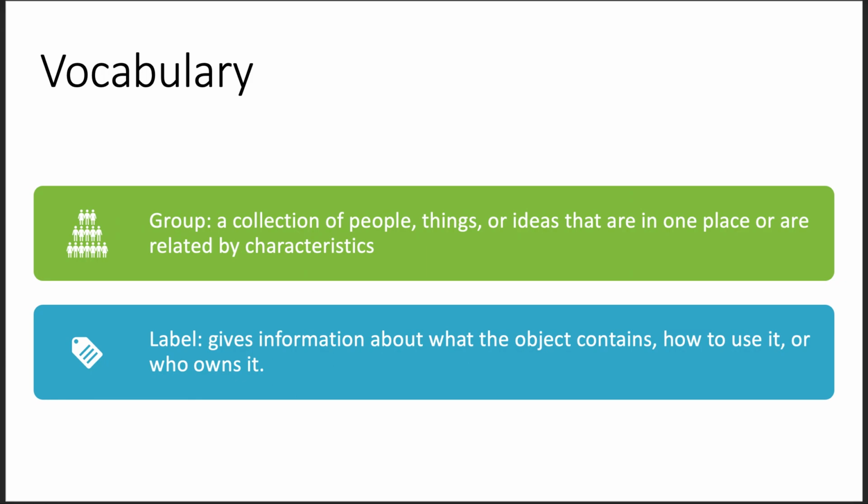And then our second vocabulary word is label. So this gives information about what the object contains, how to use it, or who owns it. So just like with our groups, if we separated people by maybe blonde and brunette, if they have brown hair, those are 2 labels. We're labeling 2 different groups. We're telling them all these people have blonde hair and all these people have brown hair.